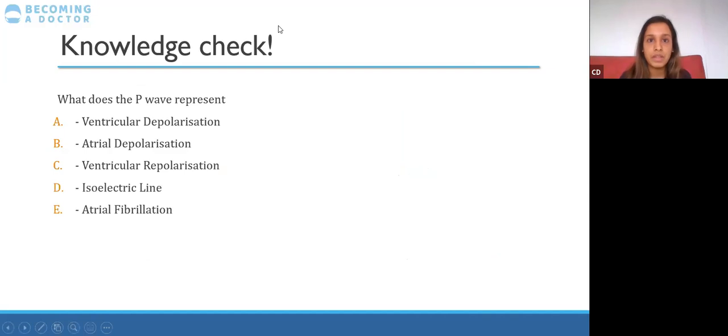Okay, so we've got another SBA, so that's poll number 2. I'll just launch that quickly. So what does the P wave represent? I'll give you like 15 seconds or something to vote on that. Oh, amazing. I don't think you even need that long. Okay, I'll just end polling now. Perfect. So almost everyone got that. It is atrial depolarization. Well done. Okay, perfect.